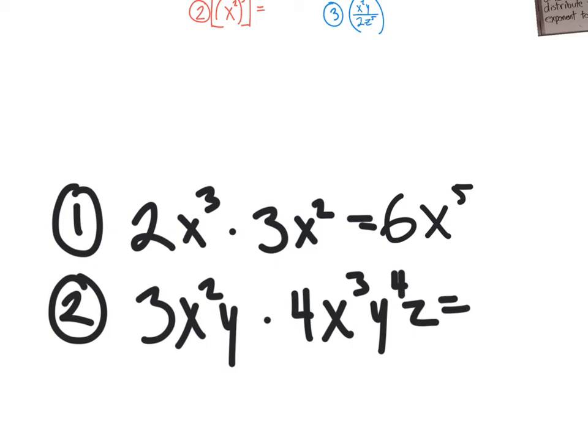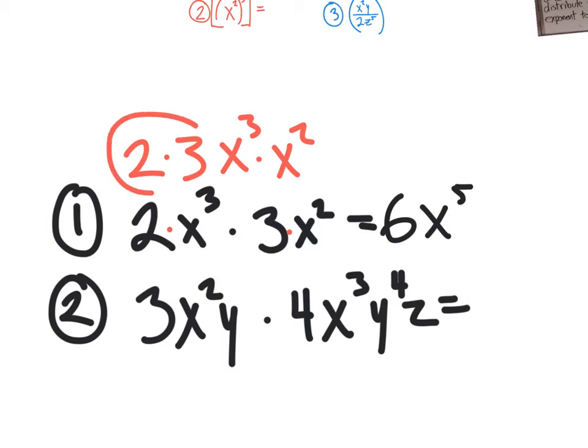But what you could do is, instead of 2 times x to the third times 3 times x squared, you could write the 2 times 3 together. And then you could write the x to the third times x to the second together. And then you could clearly see your answer 6, which is right there, and then x to the third times x to the second is x to the fifth.